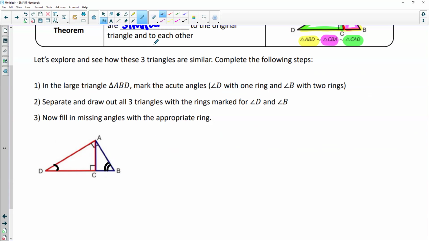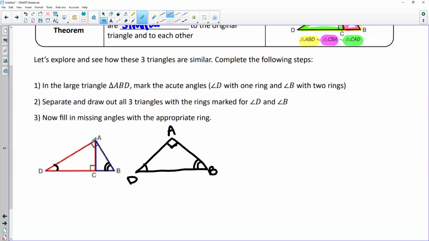What we're going to do now is separate and draw out all 3 triangles with the rings that we have marked for angle D and angle B. So let's separate out all 3 triangles. I'm going to draw the first triangle as the big one, the large triangle as a whole. So the right angle here is located at A. So I'm going to draw my right angle. So this here is triangle DAB. And we marked this earlier with angle D having 1 ring. So I'm going to put 1 ring here. And angle B having 2 rings.